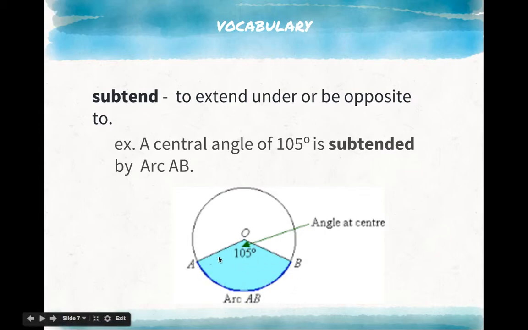Subtended really means that they're opposite from each other, or that this arc is extended out as a result of 105 degrees. They almost create each other. So you're going to see the word subtended used, and that's what it means: a central angle of 105 degrees is opposite from this arc AB that it creates.